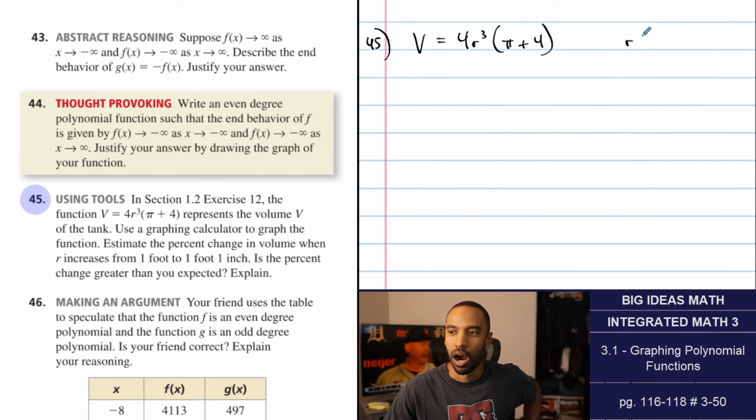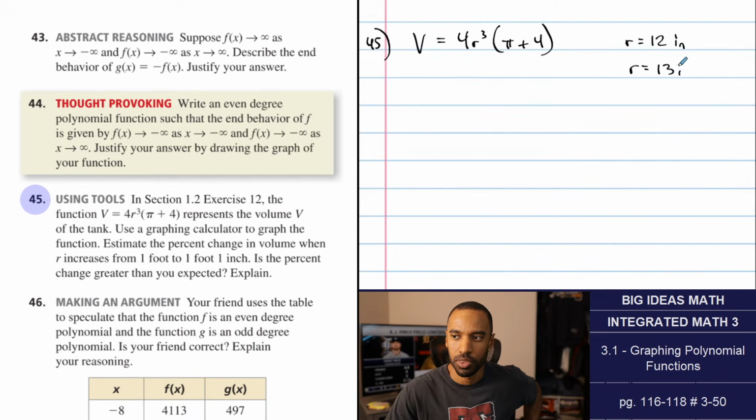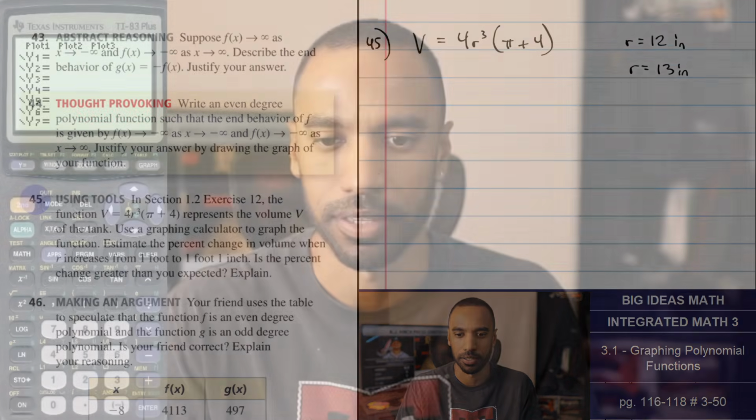So an r of 12 inches versus an r of 13 inches. Please note that 1 foot is 12 inches, and 1 foot 1 inch is 13 inches. That way I don't have to say 1.1 or whatever that is. These are the two different r's we're going to be looking at, and those are the numbers we're going to plug in. So let's go to the graphing calculator and enter 4r cubed times pi plus 4.